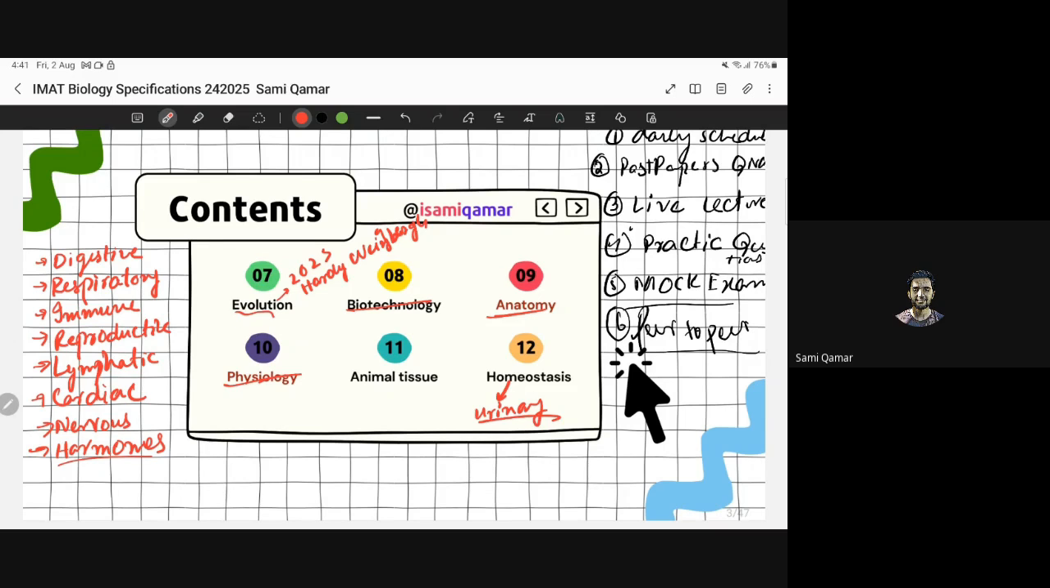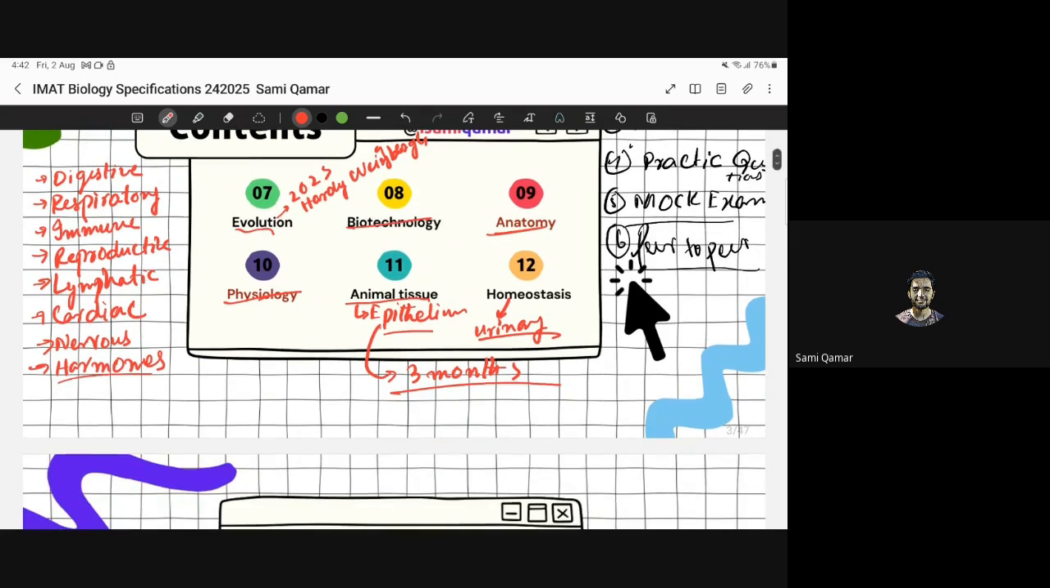It means that biology has got 23 questions in IMAT. This is the big syllabus that biology covers. I hope you got it. And animal tissues, there is going to be epithelium. Once you get into med school, there will be three months where you will study just epithelium. I have also added the skeletal system. Skeleton plus muscles are also there.